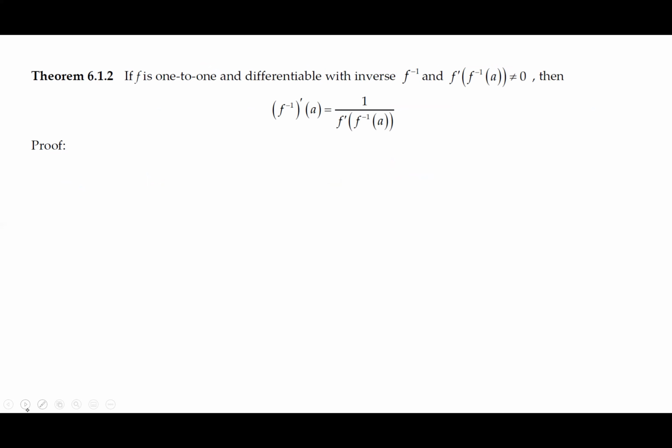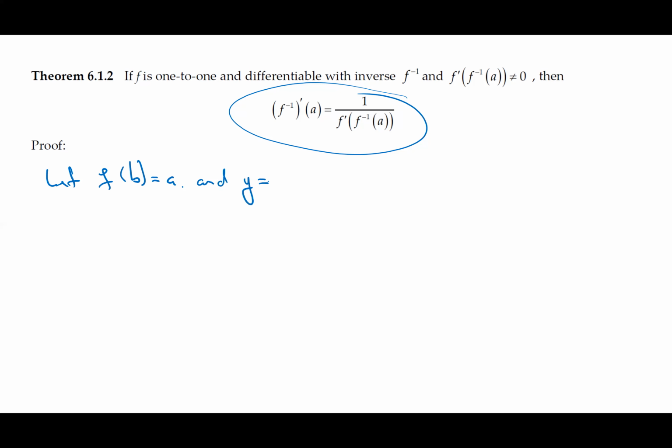This tells us how to get the derivative of the inverse. So if f is one-to-one and differentiable with inverse f inverse, and f prime of f inverse of a is not 0, so that this denominator is not 0, then we have f inverse prime of a equals 1 over f prime of f inverse of a. Let's prove this. And so what I'm going to do is I'm going to let f of b equal a, and y be f inverse of x, okay?